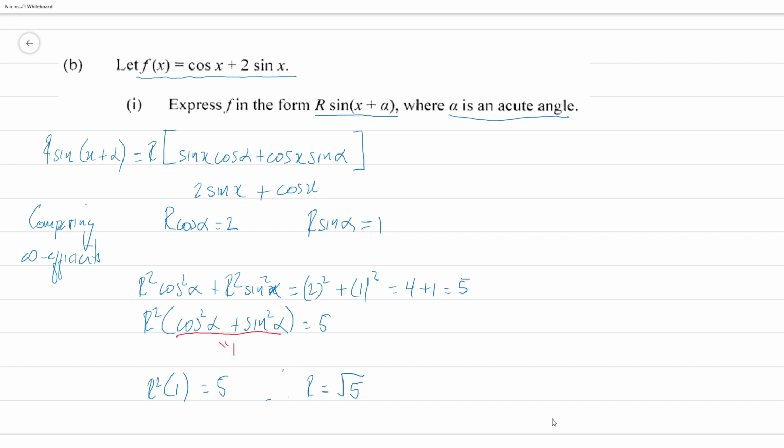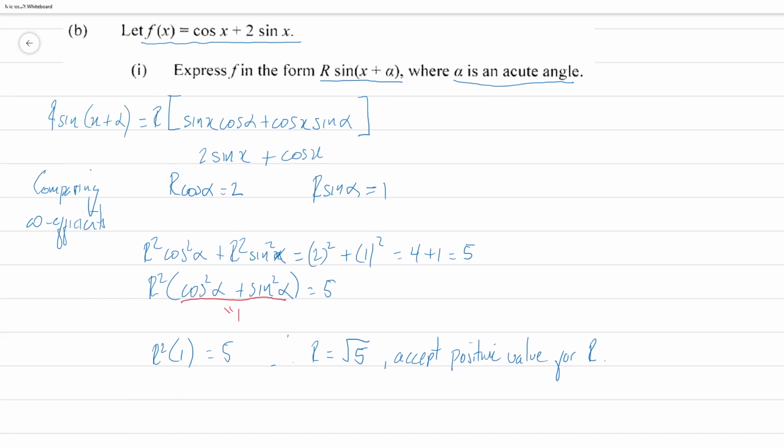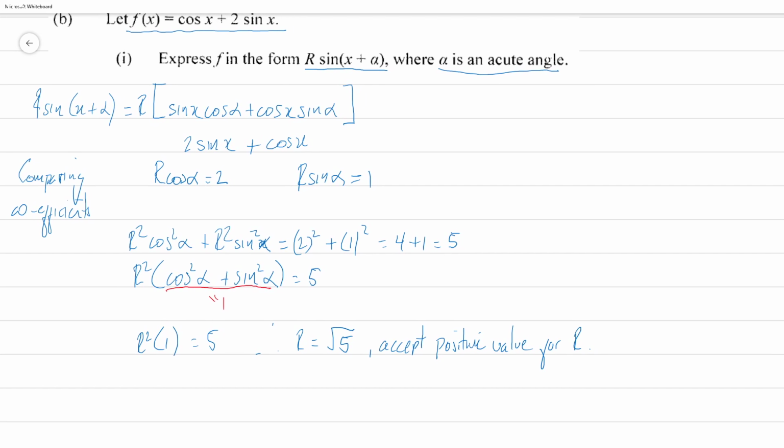But we accept only the positive value in this case. So we accept the positive value for r. Alright, so that's what we normally do. We leave out the negative value that you might get when you have plus or minus. So we have r. So next we have to find the value for alpha, which is simple as well.